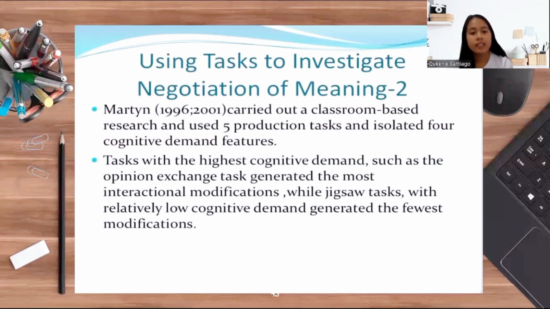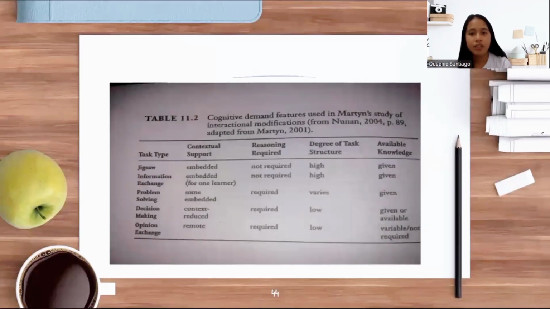Martin, 2001, carried out classroom-based research and used 5 production tasks and isolated 4 cognitive demand features. Tasks with the highest cognitive demand, such as the opinion exchange task, generated the most interactional modification, while jigsaw tasks with relatively low cognitive demand generated the fewest modifications. So this is an example of Martin's study, Interactional Modification, from Nunan 2004, page 89, adapted from Martin 2001.